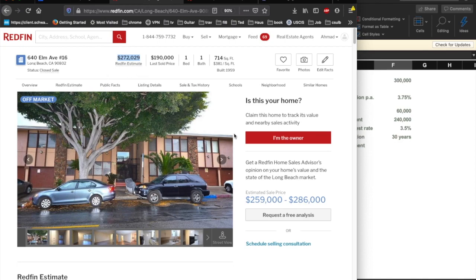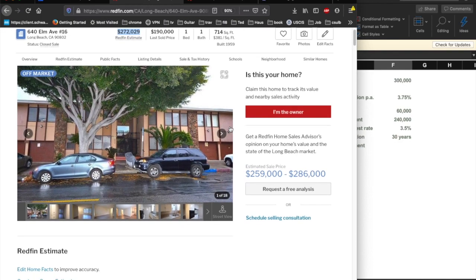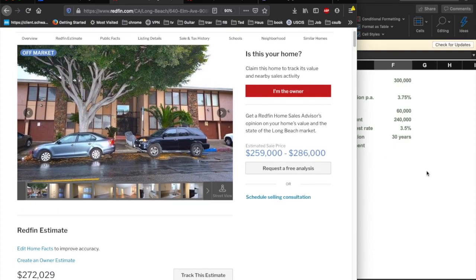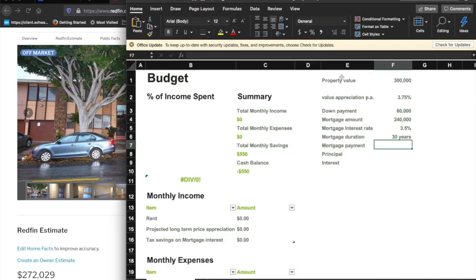For simplicity, or to have rounder numbers, let's go with $300,000 as the property value. Those are the numbers that I assumed. I'm using a template in Excel that seems to work fine. We will see, I'm using this for the first time myself. So I started to write down some numbers.